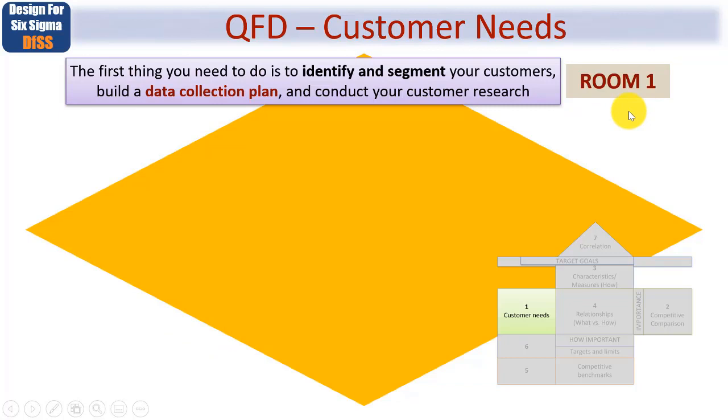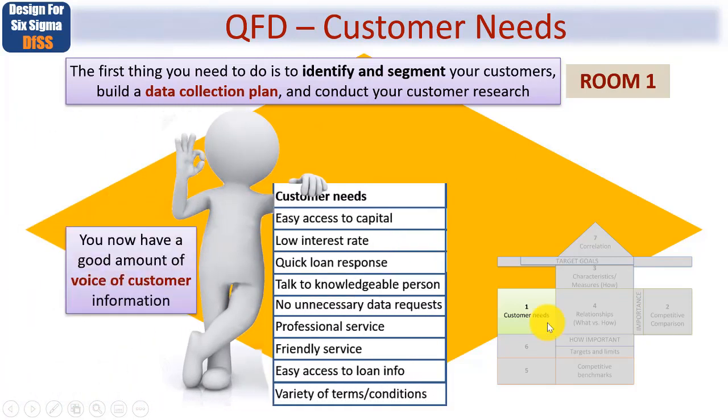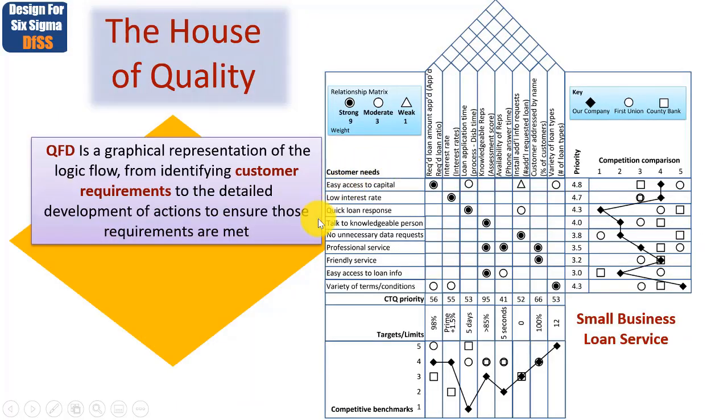Starting off with room 1. Here's a little graphic there of that picture, and we're looking at this room here. So the first thing you need to do is to identify and segment your customers and go on to build a data collection plan and then to conduct your customer research. So here's the section taken out of that diagram of room 1, captured under what's known as customer needs. Again, to remind you, this is room 1 relative to this small business loan service.